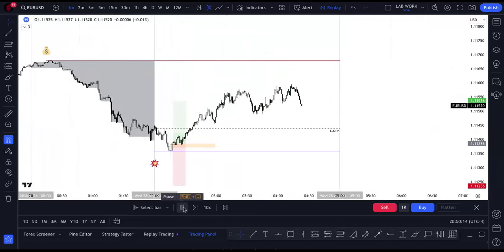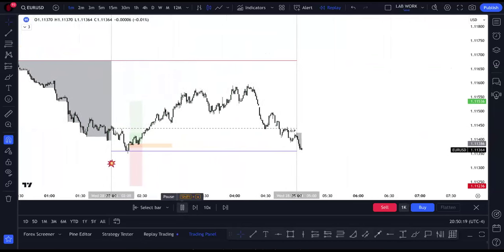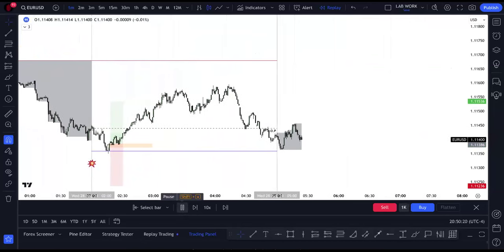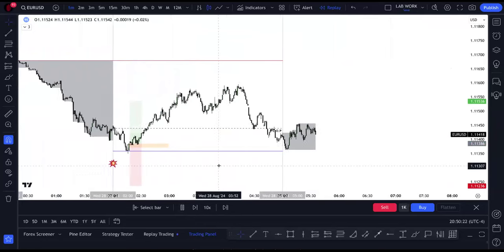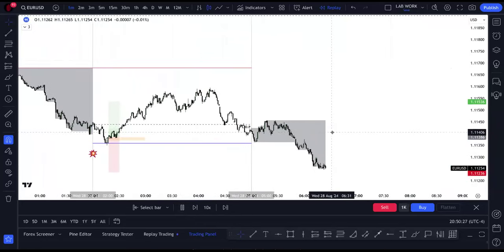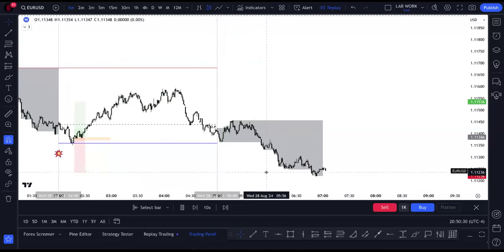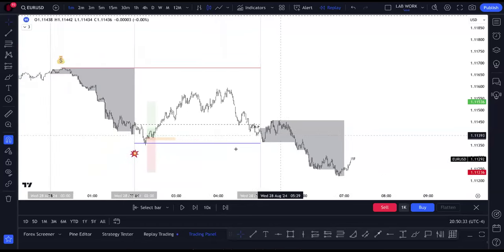It's a lovely trade. Another dead zone. I'm going to play it all the way through. It's nice to study and watch how price progresses on the 1 minute time frame. Ooh, got right. And stop loss. There you go. Right?